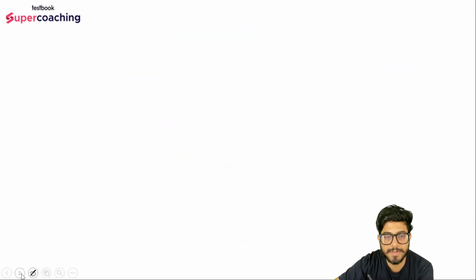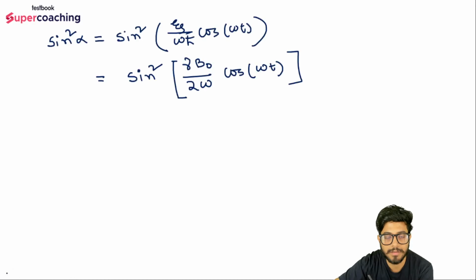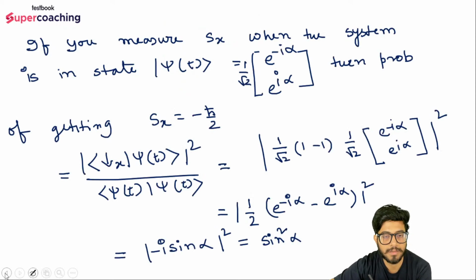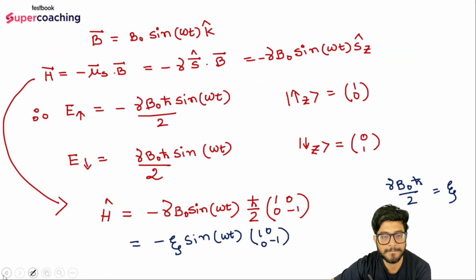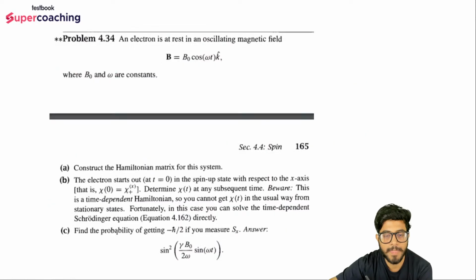In the question it is mentioned sin square gamma b naught by 2 omega cos omega t. In the question we have said sin square gamma b naught by 2 omega sin omega t. What have we got?